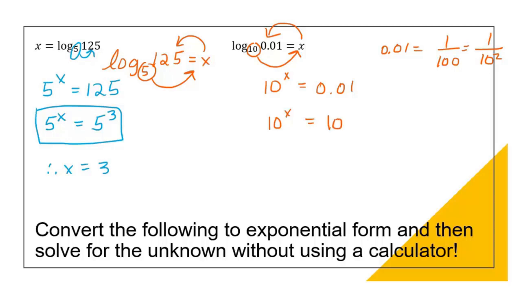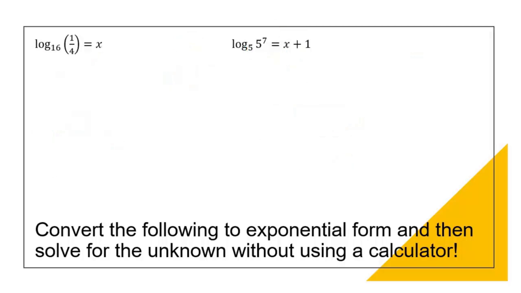Can I write this using the base 10 rather than 1 over 10 to the power of 2? Absolutely. 10 to the power of negative 2 is equal to 1 over 10 to the power of 2. So once again, if 10 to the power of x is supposed to be equal to 10 to the power of negative 2, therefore x must be equal to negative 2. It answers the question, 10 to what power gives me 0.01? To get the hang of this, let's try 2 more.